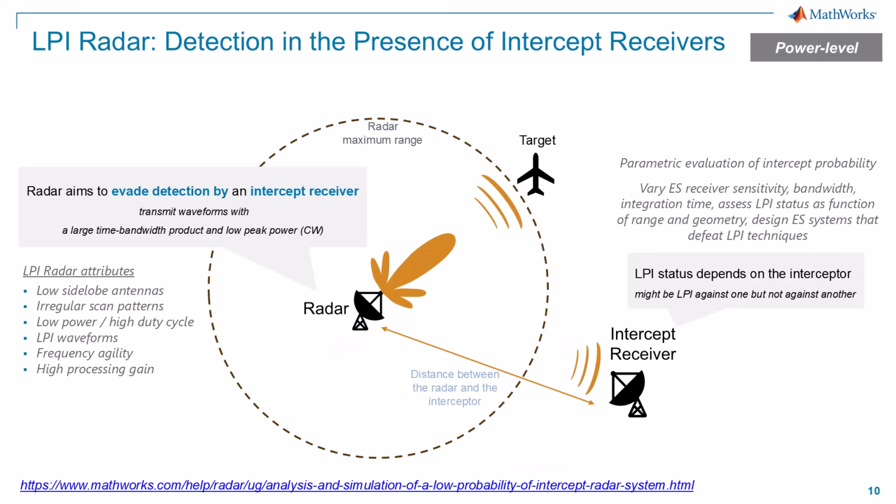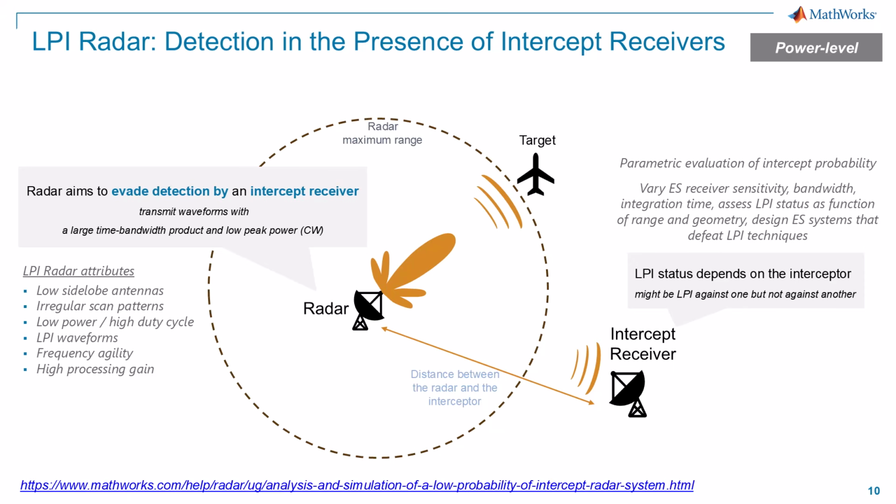LPI radar is relevant because adversaries deploy techniques to defeat systems performing geolocation. On the left, the characteristics that make a radar low probability of intercept, such as low sideband antennas, irregular scan patterns, low power with high duty cycle, LPI waveforms, frequency agility, and high processing gain.